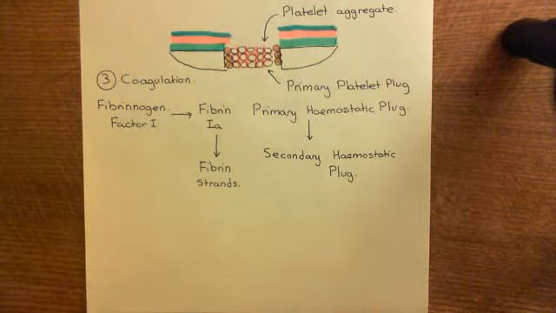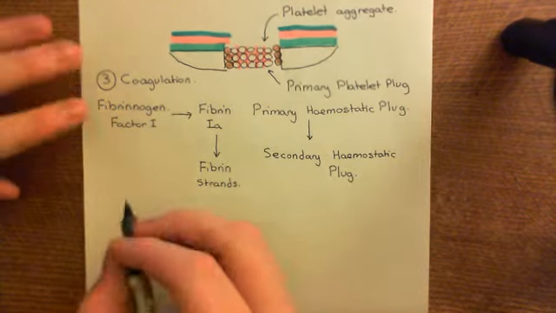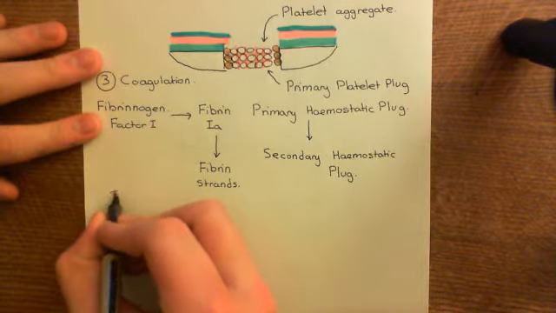Okay, so now that we've looked at the pathways underlying hemostasis, let's now talk about thrombosis and the antithrombotic mechanisms which the endothelium has to try and prevent thrombosis from occurring. So, firstly, what is thrombosis?